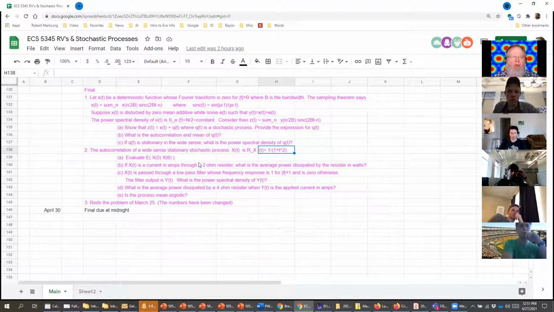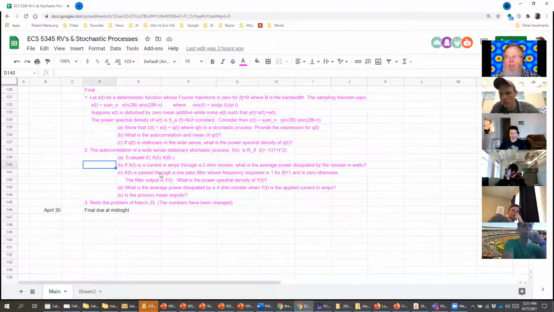this result very easily. And then if x of t is a current in amps through a 2 ohm resistor, what is the average power dissipated by the resistor in watts? Now, I think before we talked about 1 ohm resistors. Let's be a little bit bold and go to a 2 ohm resistor here.